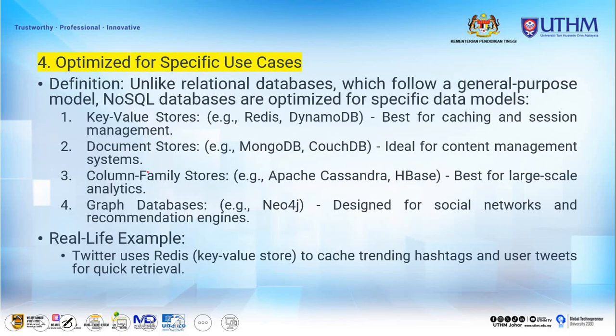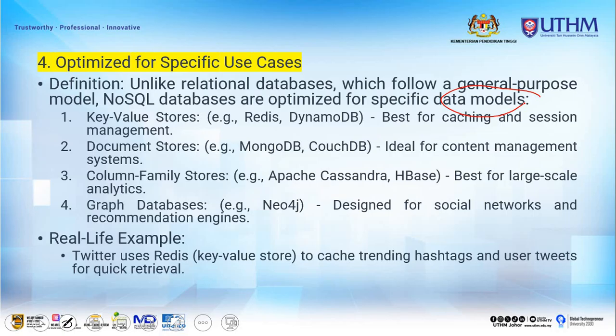And the last characteristic is optimized for specific use cases. Unlike relational databases, which follow a general-purpose model, NoSQL databases are optimized for specific data models. For example, there are 4: key-value store, document store, column family store, and graph database. We will see these in detail in coming chapters. So these are the 4 types of data models available.